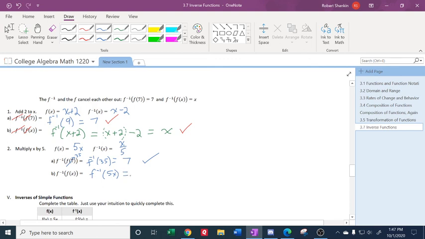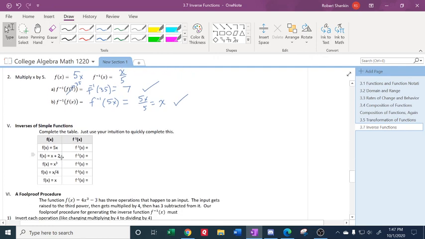Keep going. And then that would just be the x. Because you divide that, you get 5x divided by 5, which just gives you x. And it's as if these guys canceled each other out, and you just got the x. It verifies that they are indeed inverses of one another. Thank you very much. All right.